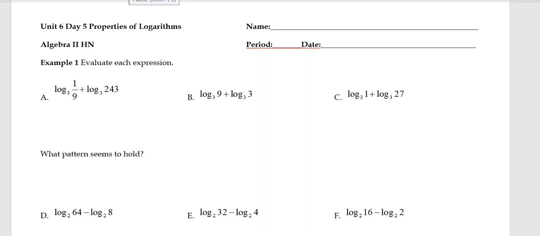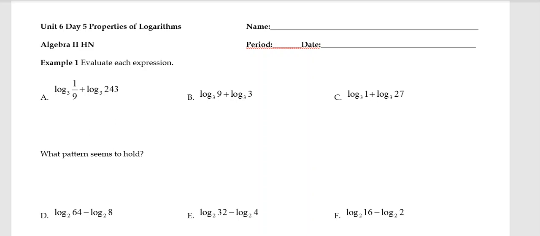Welcome to day 5 of our unit on exponential functions and logarithms. Today we're going to learn about properties of logs. So let's just hop right in here with some examples. We're going to evaluate these expressions. So let's see what we got here.